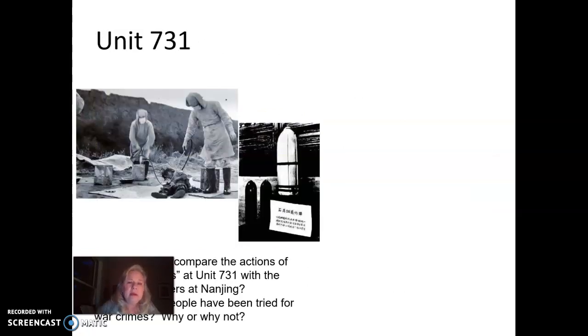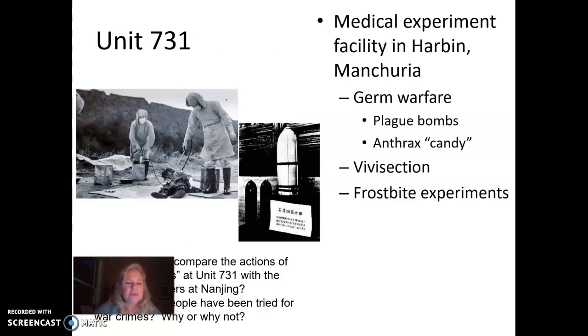Another thing that many people are not aware of is something called Unit 731. Now, many people have heard of Joseph Mengele and the medical experiments done by the Nazis during World War II, but many people are not aware of Unit 731. This was actually a medical experiment facility that was in Harbin, Manchuria, not far from where the Mukden incident occurred. In this particular unit, many types of experiments were performed.